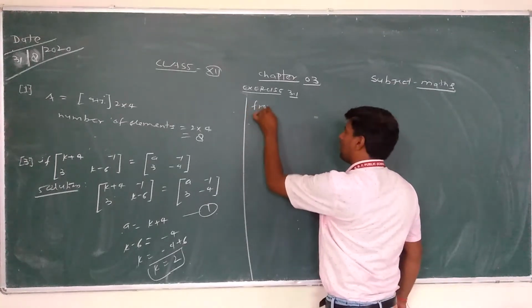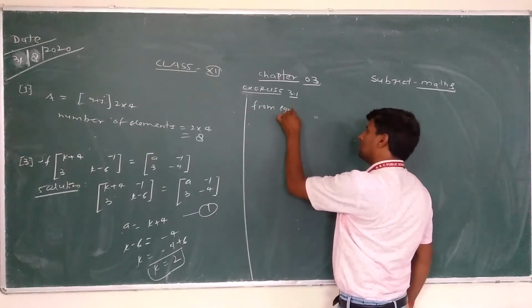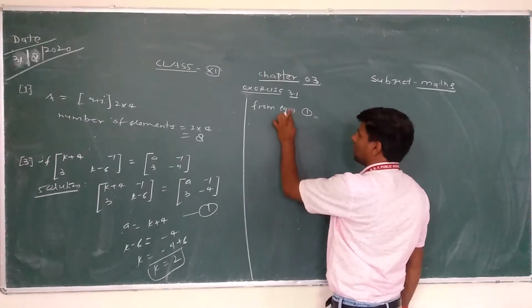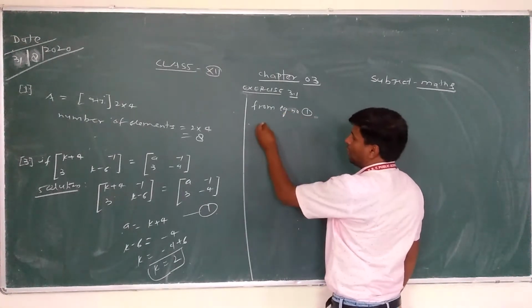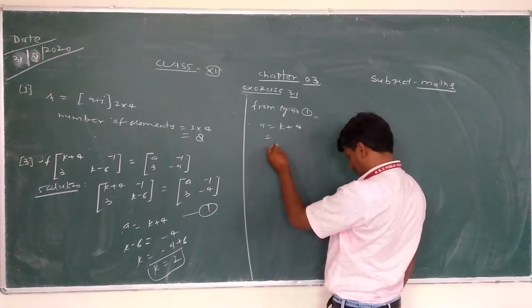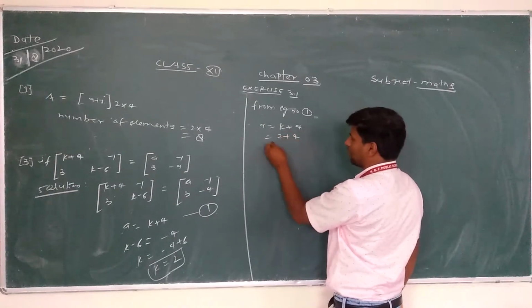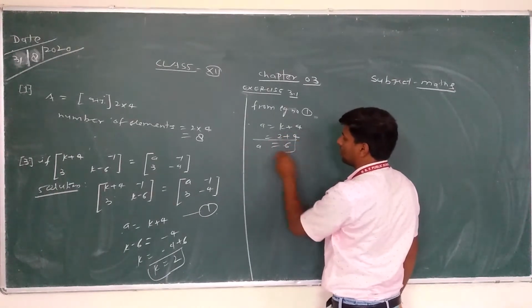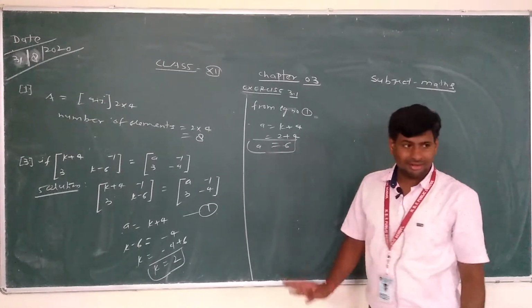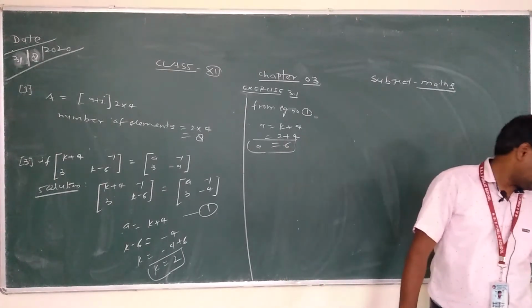So we can write from equation number 1. What is a equal to? That is k plus 4. The value of k is 2, plus 4, so a equals 6. Any problem? That's clear? So this third question we completed.